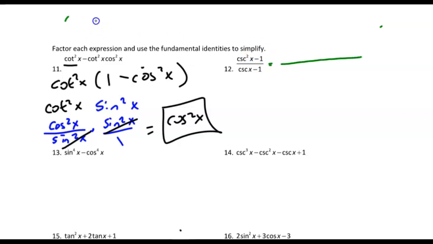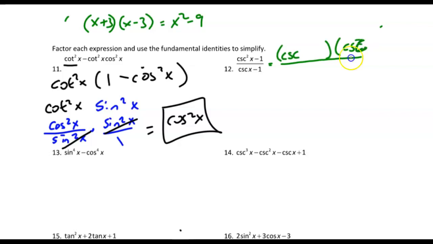Remember how we just did x plus 3, x minus 3? Well, I undid this, x times x, negative 3 times 3. So how would you get cosecant squared? Cosecant times cosecant. And how do you get negative 1? Positive 1 times negative 1. And we have that all over cosecant x minus 1.